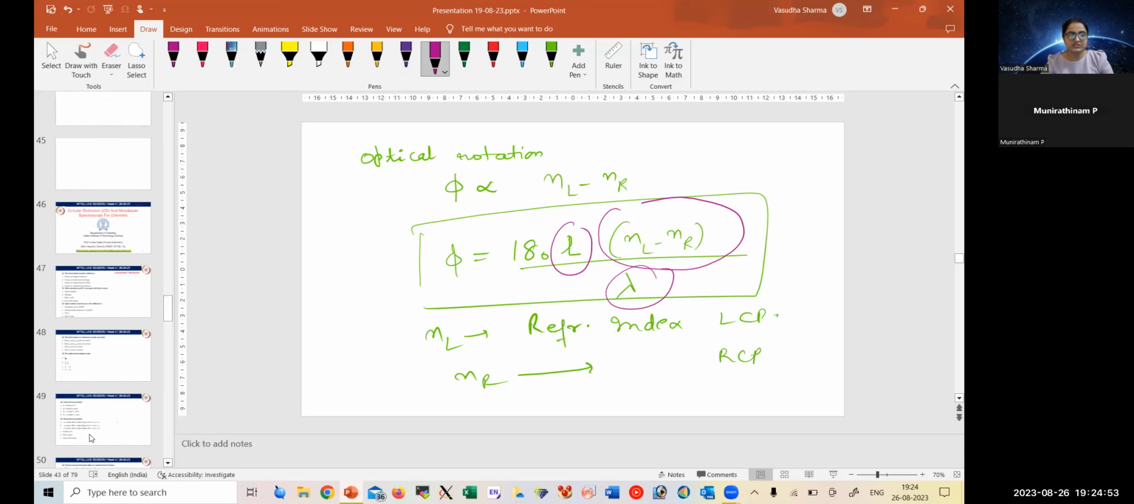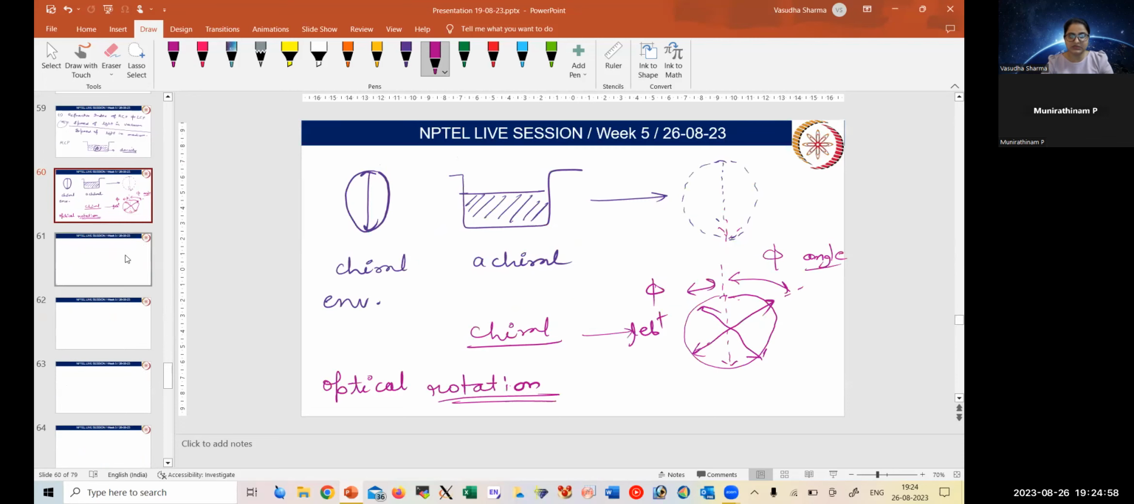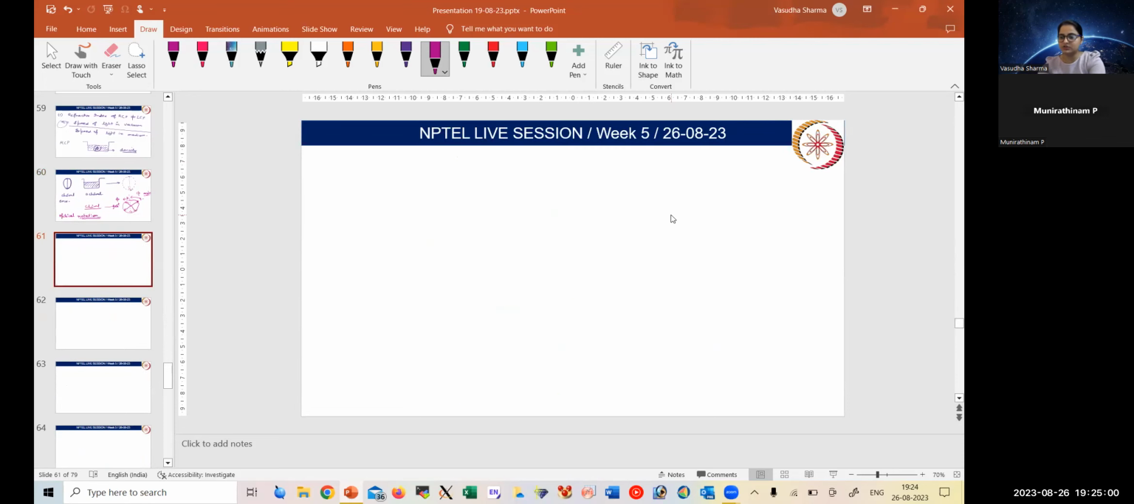So this was the first case, how the plane polarized light is going to react with our chiral system or any molecule system if we are expecting it to be chiral. The second point could be: what if the refractive index of RCP is equal to LCP? That means the speed of light is the same. They are moving with the same speed, but their absorbances are different.